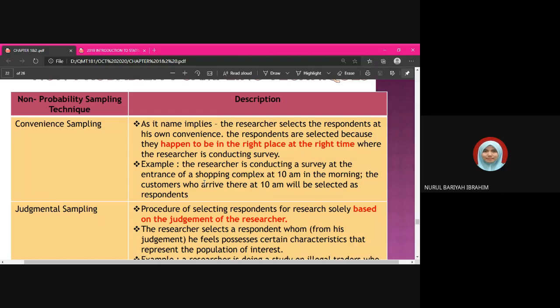Maybe some of you dah experience with this situation where the researcher approach you untuk jawab questionnaire. So itu dinamakan convenience sampling technique because the researcher dia tak ada list of the sampling frame of the population. So dia akan gunakan convenience sampling technique. Tapi this technique ada pro and con dia.